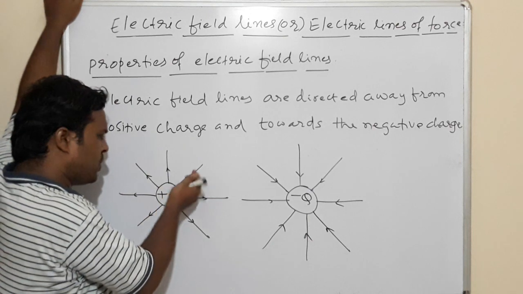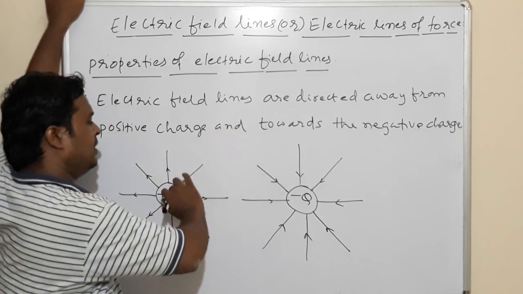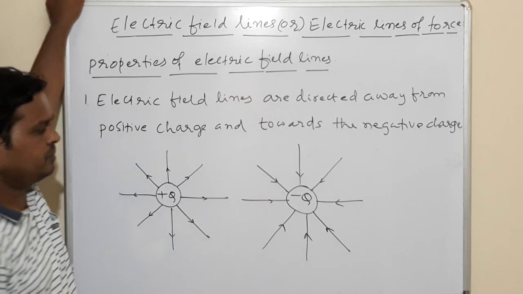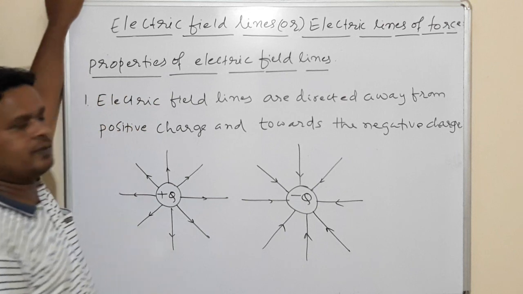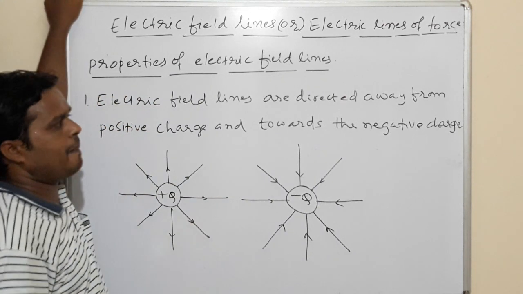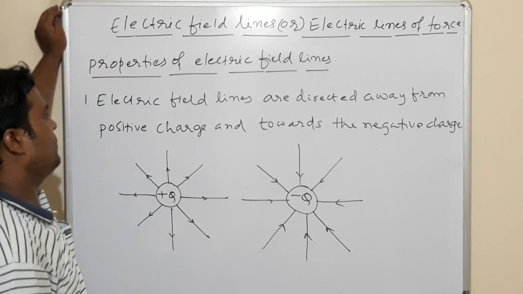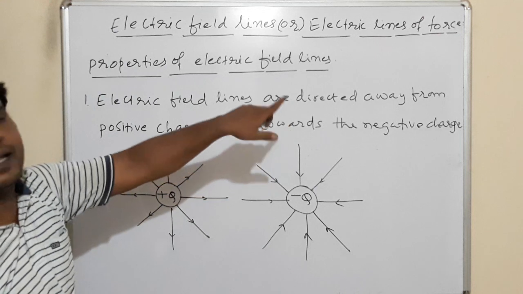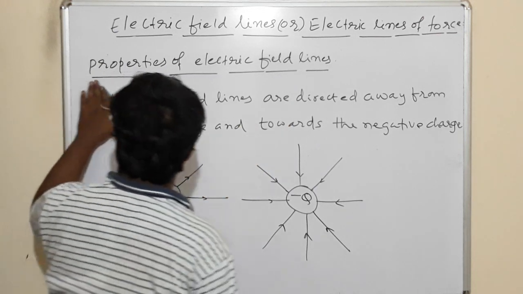Because the test positive charge, if you keep it anywhere around this, will move like this. Then this path will be the electric field line. And if it is negative charge, they will be directed towards the charge. It is the first property. Write down this: electric field lines are directed away from the positive charge and they will be directed towards the negative charge.